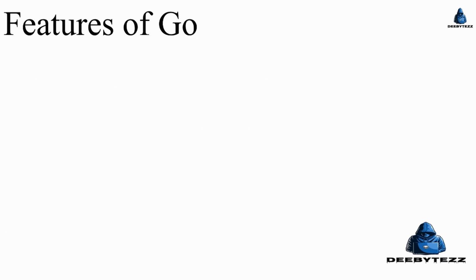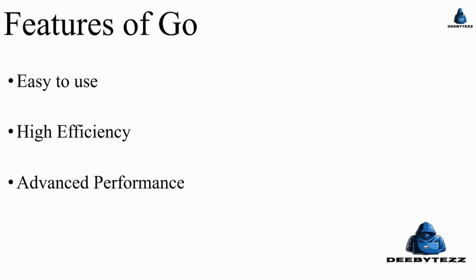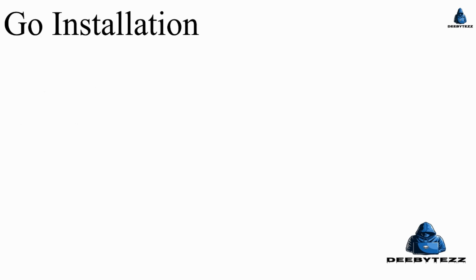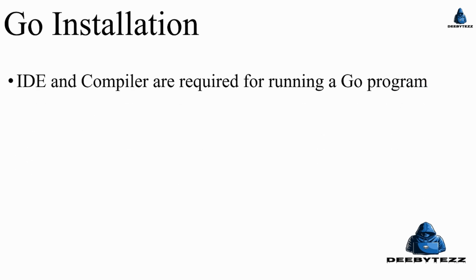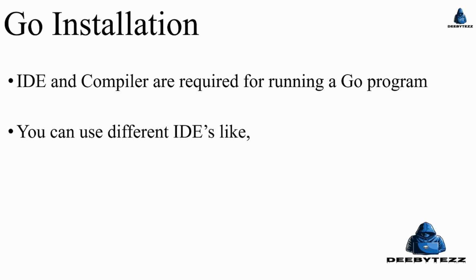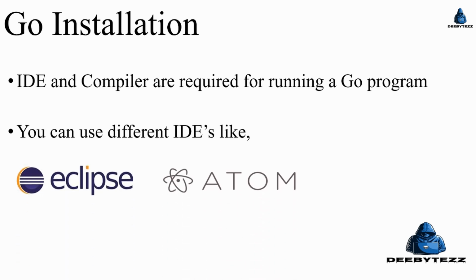Features of Go. A compiler is needed to compile the code written, and an IDE to write the program, such as Eclipse, Atom and VS Code.